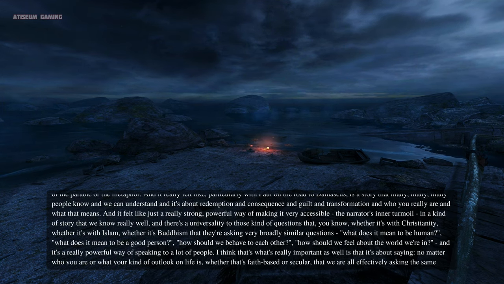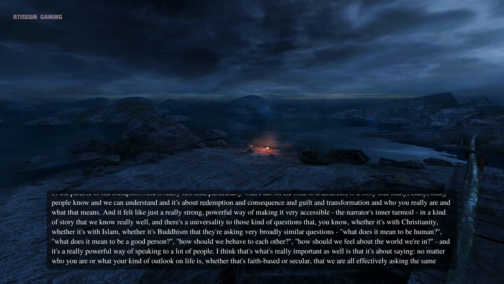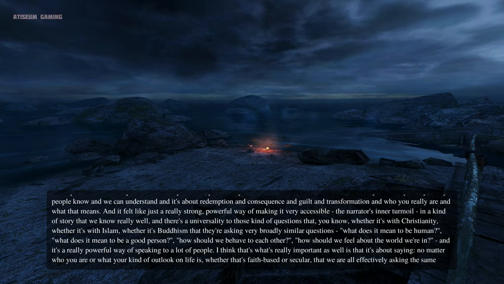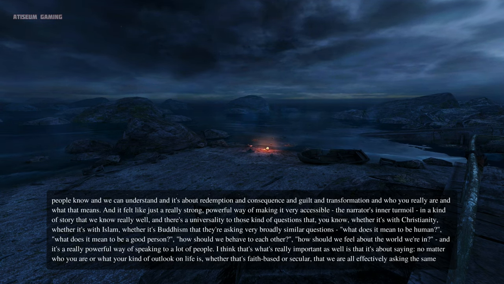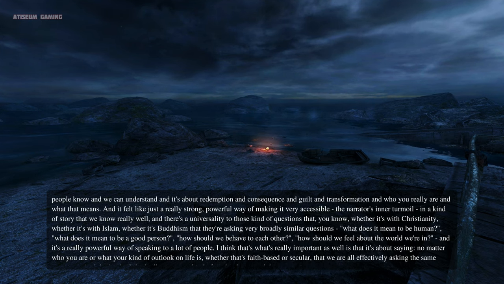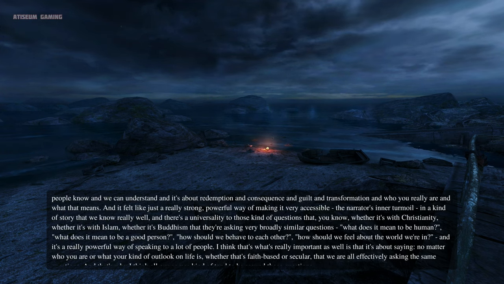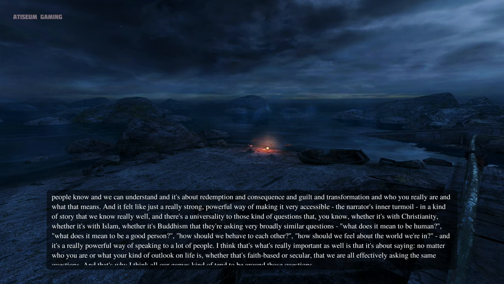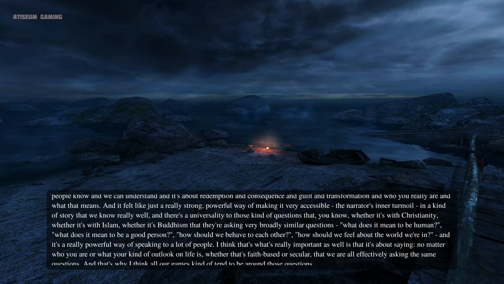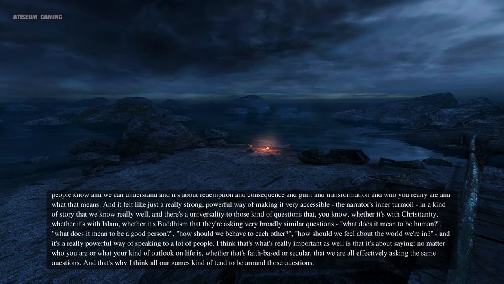I think that's always been really important as well, is that it's about saying, no matter who you are or what your outlook on life is, whether that's faith-based or secular, that we are all effectively asking the same questions. And that's why I think all our games tend to be around those questions.